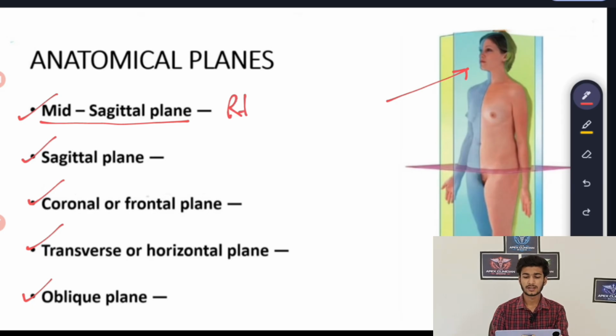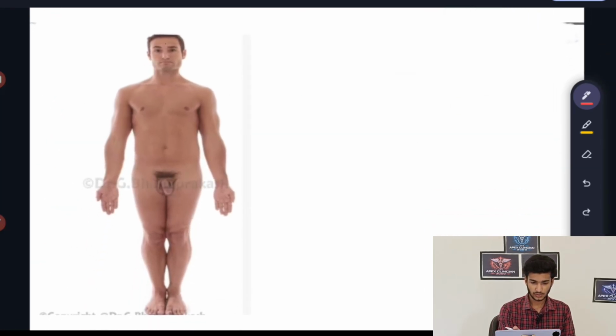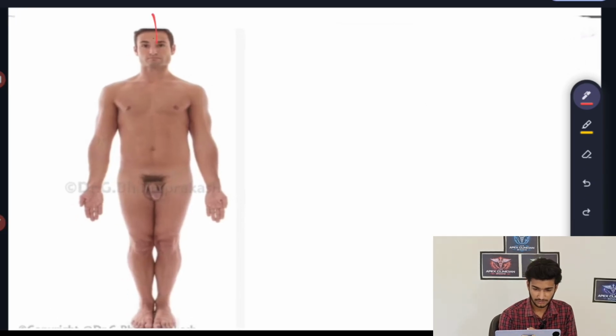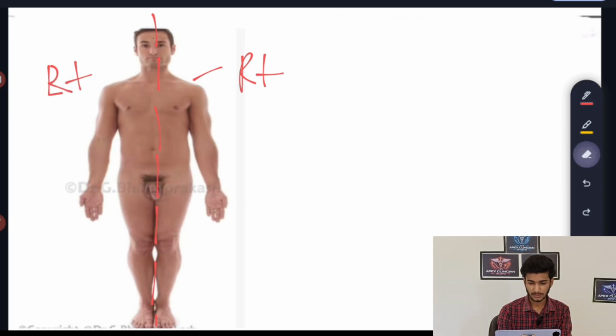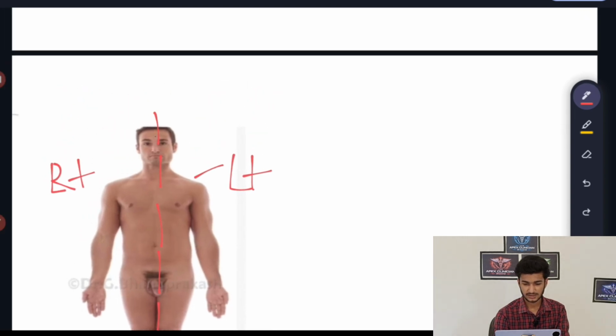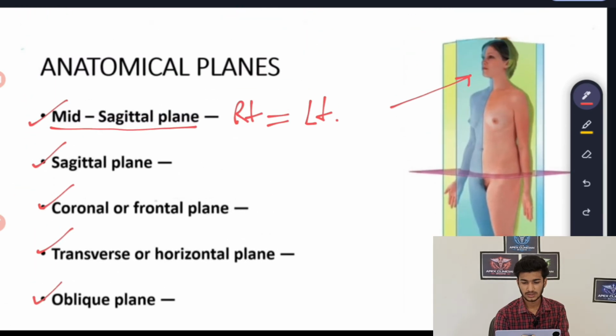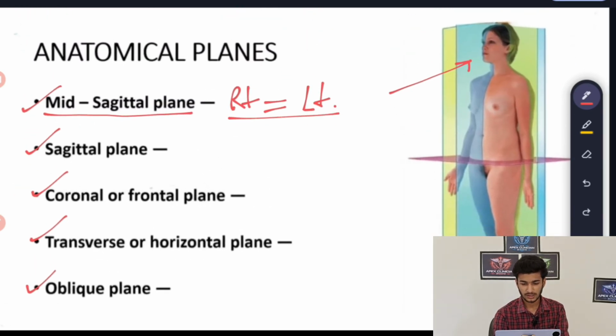In the mid-sagittal plane, the body is divided into two equal halves, right and left. Here I will show you in this image how it is getting divided into two equal halves. See, from the middle, the body is getting divided into two equal halves, and this is called the mid-sagittal plane. Here we can write this as the plane that divides the body into equal right and left.